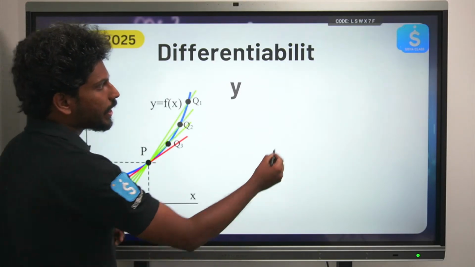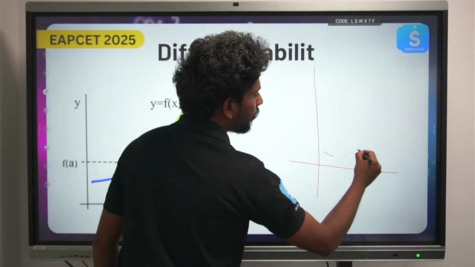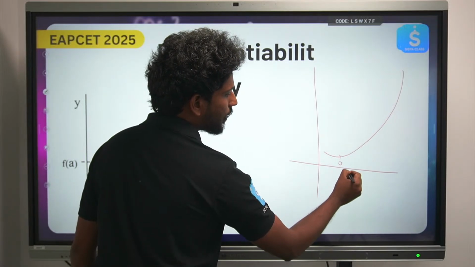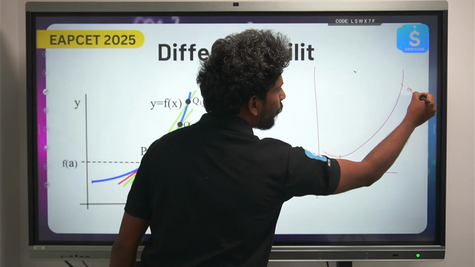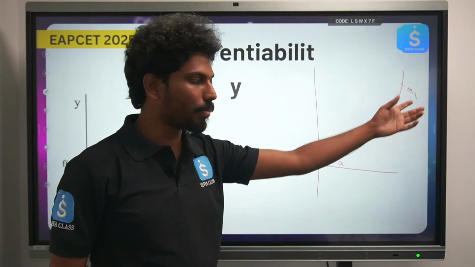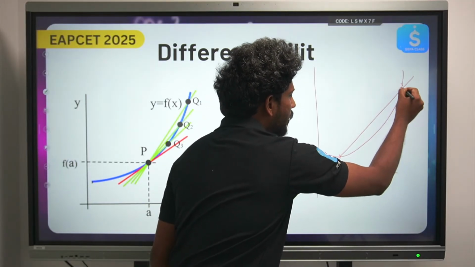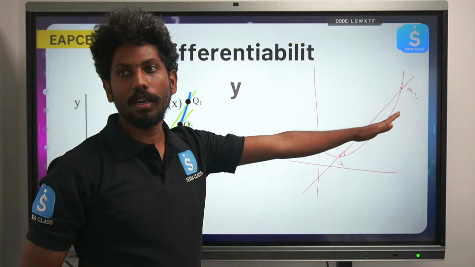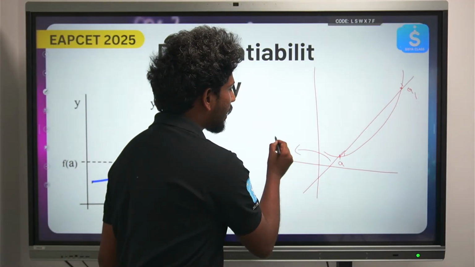So what I do is, I take some curve and I take a point on this curve. Let's take this point A and I'll take some arbitrary point, that is A1. This point A1 is like a variable. Now if I try to join A to A1, by joining a line from A to A1, this is acting like a secant line, right?